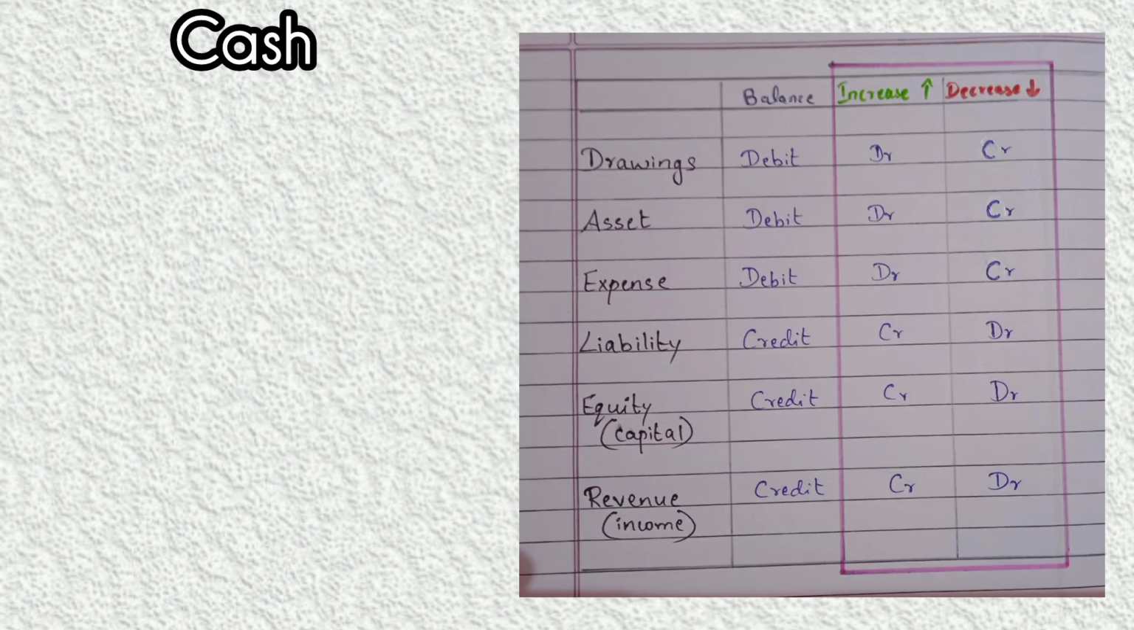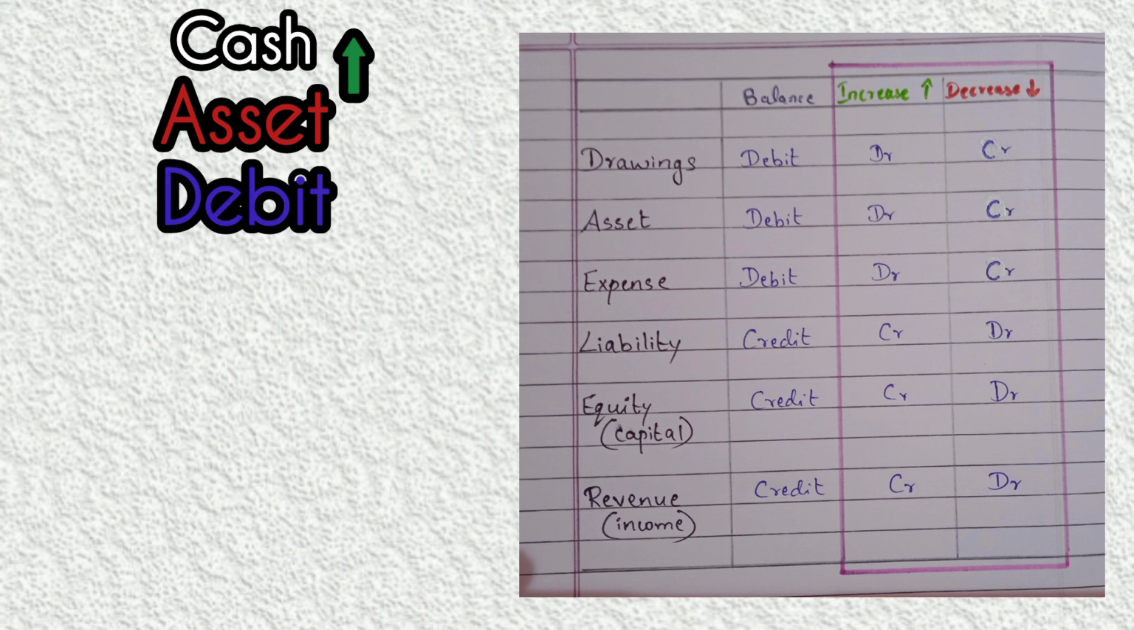So cash is an asset, as we said before. Here the cash is increasing. When we are taking the loan, we are getting the cash. So cash is increasing, so we will debit cash.